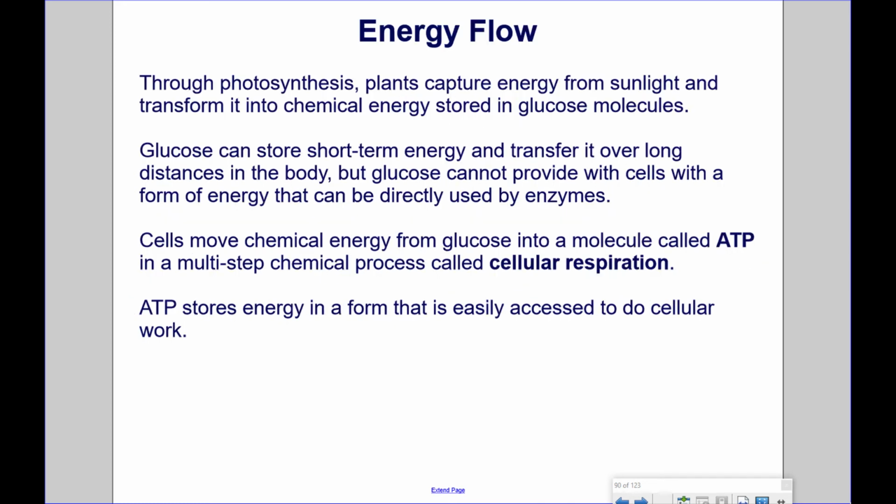Energy flow. Through photosynthesis, plants capture energy from sunlight and transform it into chemical energy stored in glucose molecules. Glucose can store short-term energy and transfer over long distances in the body, but glucose cannot provide cells with a form of energy that can be directly used by enzymes. Cells move chemical energy from glucose into a molecule called ATP in a multi-step chemical process called cellular respiration. ATP stores energy in a form that is easily accessed to do cellular work.